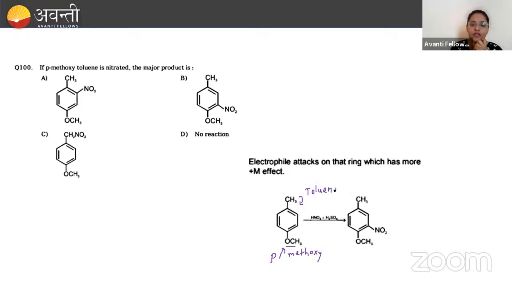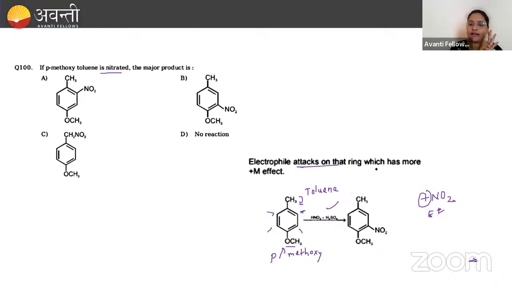So paramethoxytoluene reacts with what? A nitrating agent, that is HNO3, H2SO4. Here you can see HNO3, H2SO4. This is the nitrating mixture. What is going to happen? There will be introduction of an electrophile, that is NO2 plus, which is going to attack. This NO2 group is going to attack, that is, the electrophile is going to add. So where is this electrophile going to add? Here, here, here, or here, there are 4 positions.